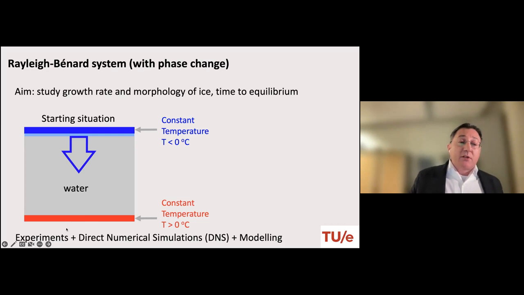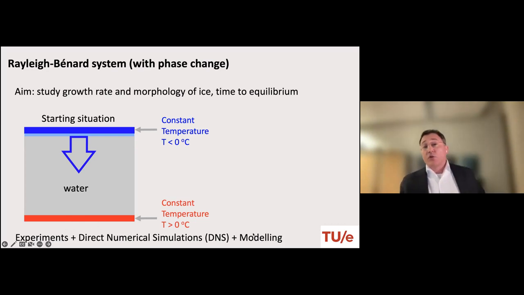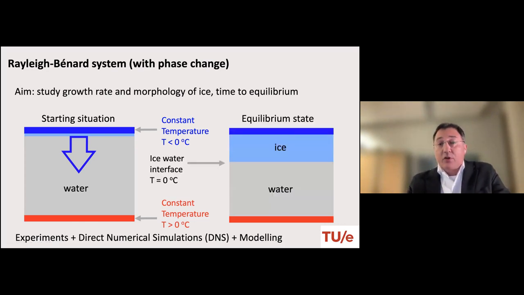And what we have been doing is to combine experiments, direct numerical simulation, and also simple one-dimensional models to try to get a better quantitative understanding of what is going on. Now, of course, you can imagine that in such a setting, where the top boundary is below 0, you start to form a layer of ice here. And this layer of ice may grow according to all the different parameters: how high is the system, what is the temperature of the bottom. Typically in the study that we have been conducting, we have been keeping most of the parameters constant, and we have been varying only the temperature of the bottom wall, okay?